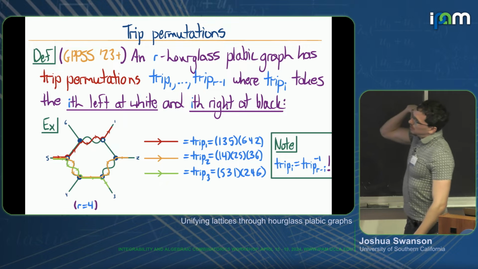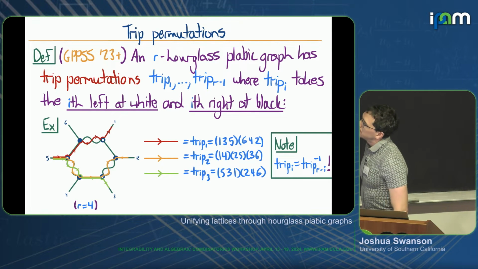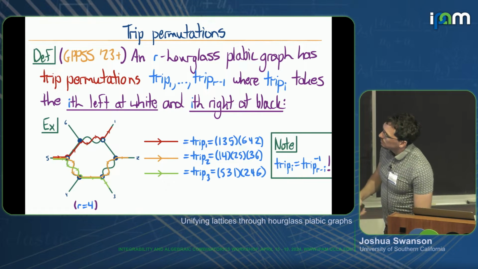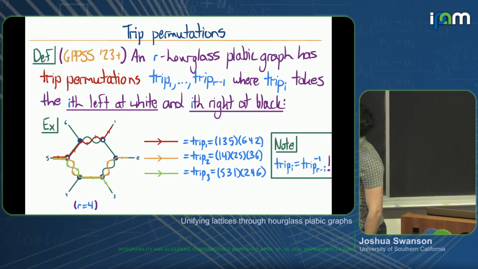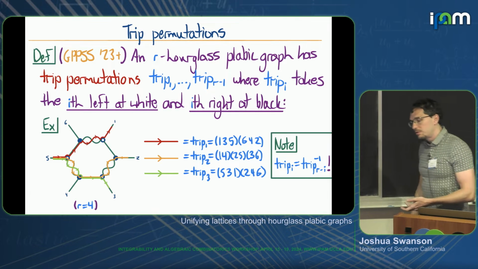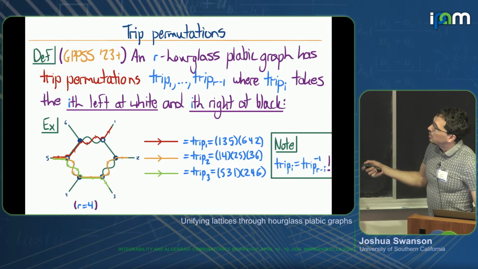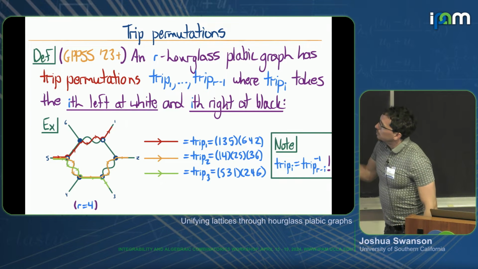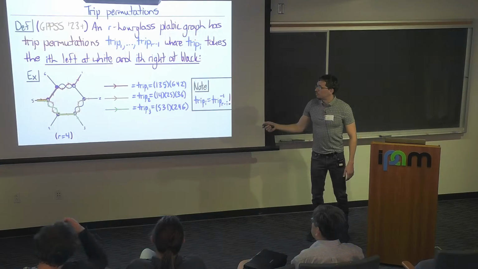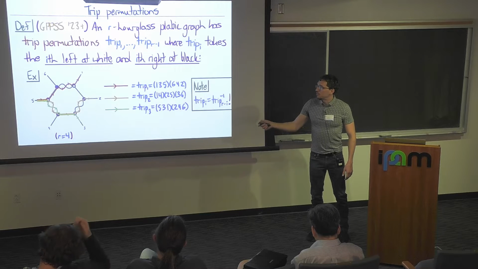Okay, so the 5 authors, the second S being me, listed at the front, we introduced this larger context of our hourglass plabic graphs. And the key difference between them and regular plabic graphs is we track multiple trip permutations. So trip 1 through trip r minus 1, where trip i takes the ith left or the ith right. So here I've drawn trip 1, 2, and 3 through a hexagon. This is in the r equals 4 case.